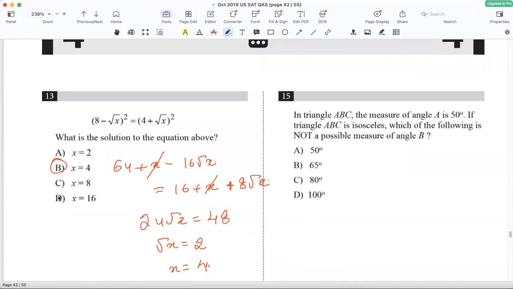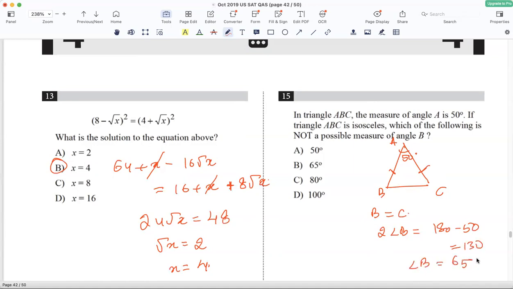In triangle ABC, the measure of angle A is 50. If triangle ABC is isosceles, which of the following is not a possible measure of angle B? Okay, so let's say this is ABC and this is 50, and let's say these two sides are equal. So angle B and angle C are equal. So 2 times angle B is 180 minus 50, which is 130. So angle B is 65. So 65 is possible.